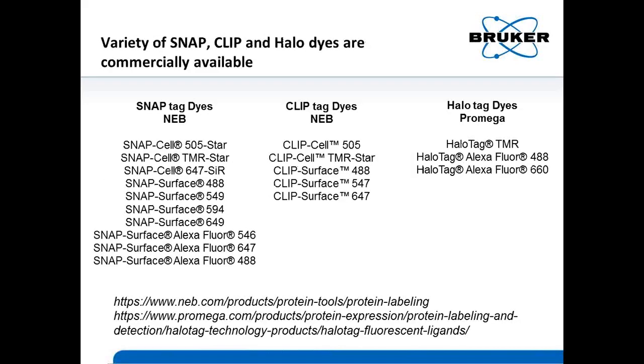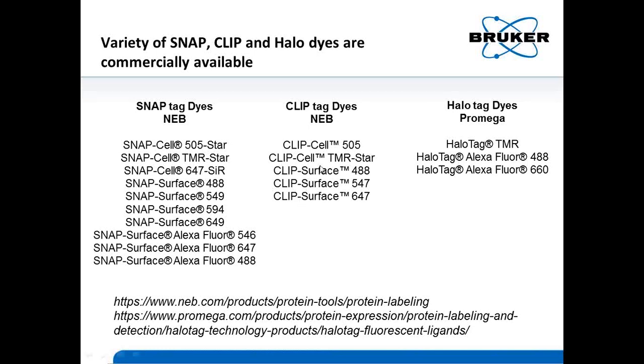So there's a variety of snap, clip, and halo tags. The greatest variety you're going to get is with the snap tags from NEB. So you've got the snaps, and the cell dyes here are all cell permeable. You can see you've got 505, TMR star, and silicon rhodamine dye, which is something that recently came out of Kai Johnsson's lab. I've had the chance to work with one of the postdocs in Eric Jorgensen's lab here at the University of Utah. And TMR star and SiR are really great dyes to use for this.